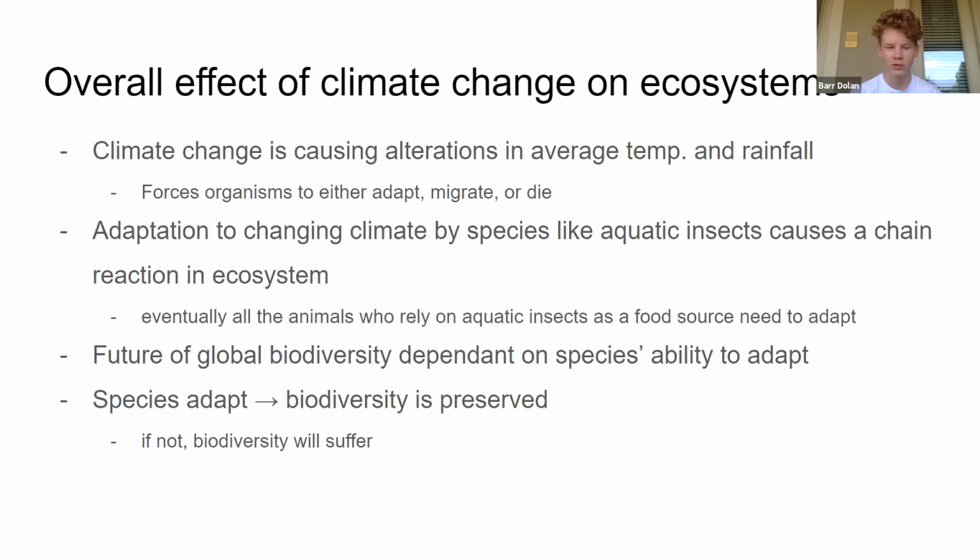The future of global biodiversity is dependent on species' ability to adapt. If species can adapt, then biodiversity will be preserved. If not, biodiversity will suffer.